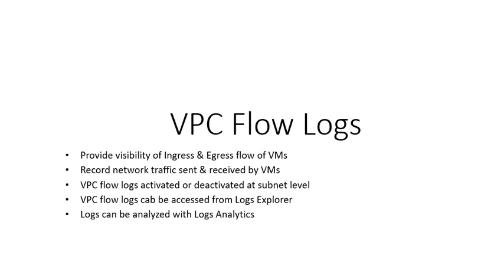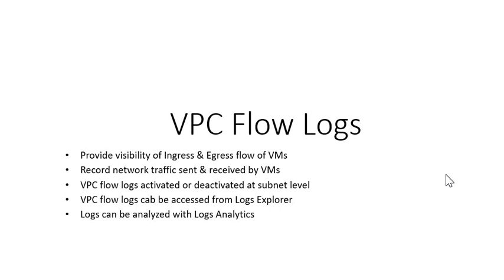VPC flow logs provide visibility of all ingress and egress flow of all the VMs. Any traffic flowing, outgoing and incoming, from VM to internet or VM to VM, is logged in the VPC flow log. You can activate or deactivate VPC flow logs at the subnet level. Suppose there is a subnet where you have some dev environment or you don't want to log, then you can deactivate it.